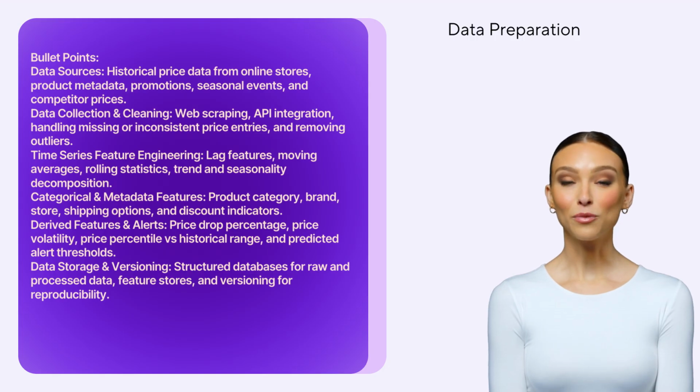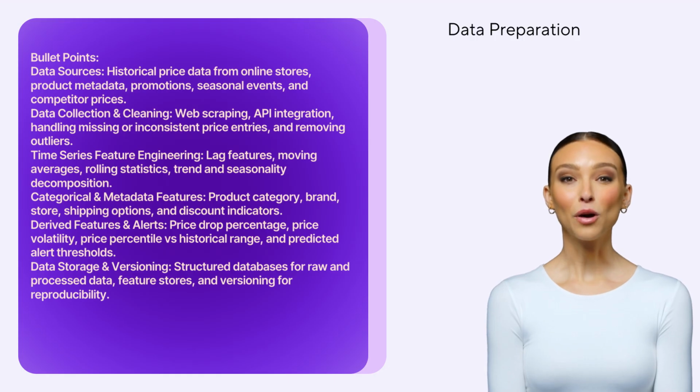5. Derived features and alerts. We generate derived features that directly support alerting. These include price drop percentage relative to historical prices, price volatility metrics, and percentile rankings within historical price ranges. These features allow the model to generate more actionable predictions, such as determining when to notify users about a potential price drop.